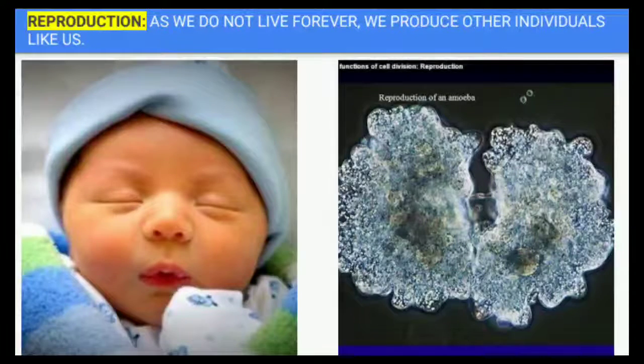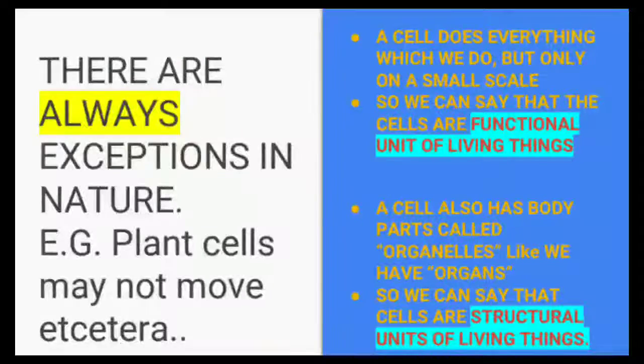In this picture, we can see a human baby, and also we can see the amoeba breaking up into two parts. So both of these parts will be the children, and they will break up further when they become mature. So to say that all of us cannot live forever, and hence we produce other living things, be it cells or be it human beings. One thing we must remember, that we can classify nature as much as we like, but there will always be exceptions in nature. For example, plant cells may not move, etc. A cell does everything which we do, but only on a small scale. It will not do some things as we do on a big scale.